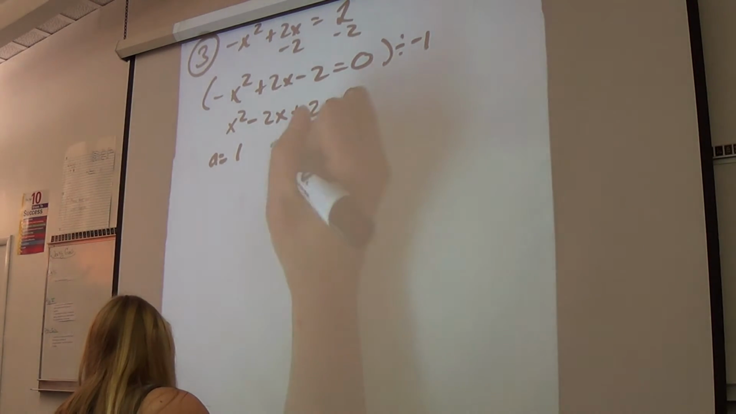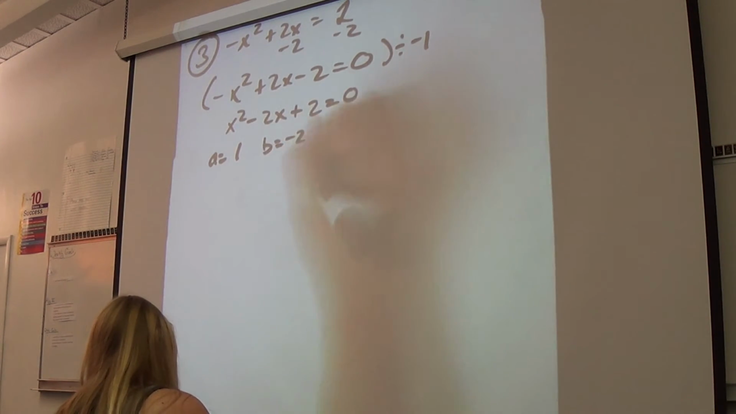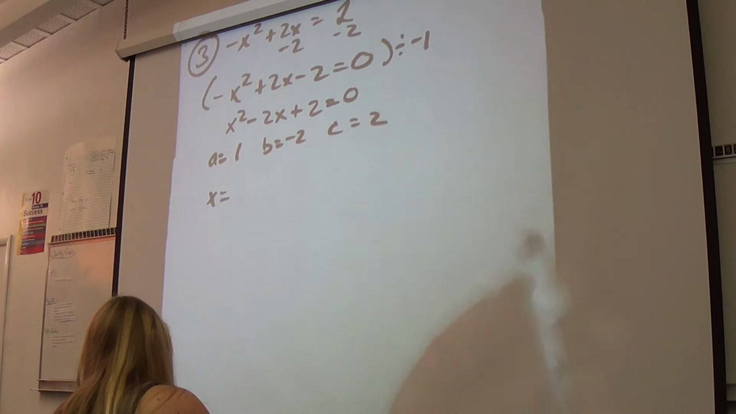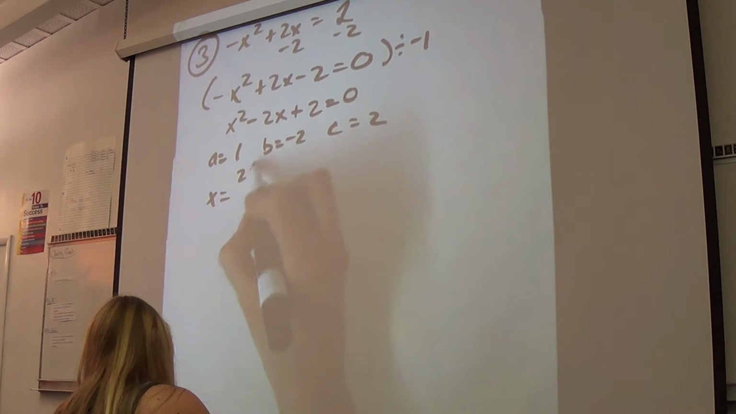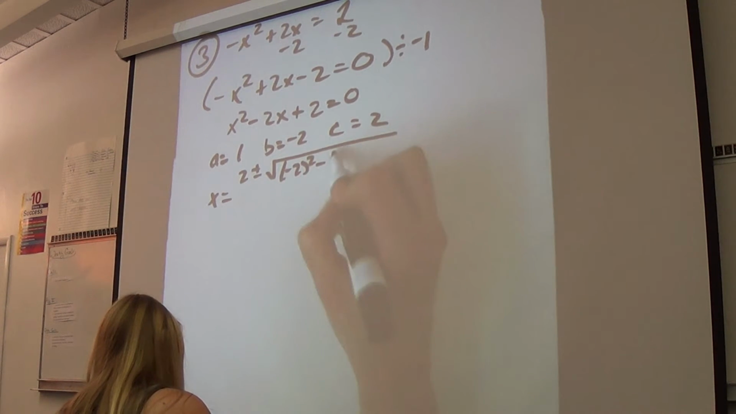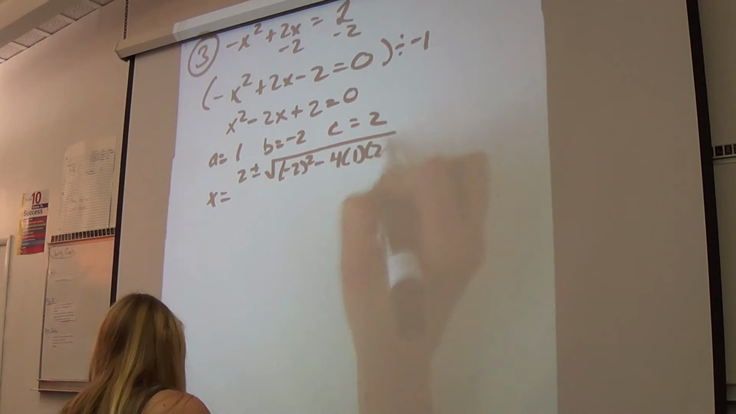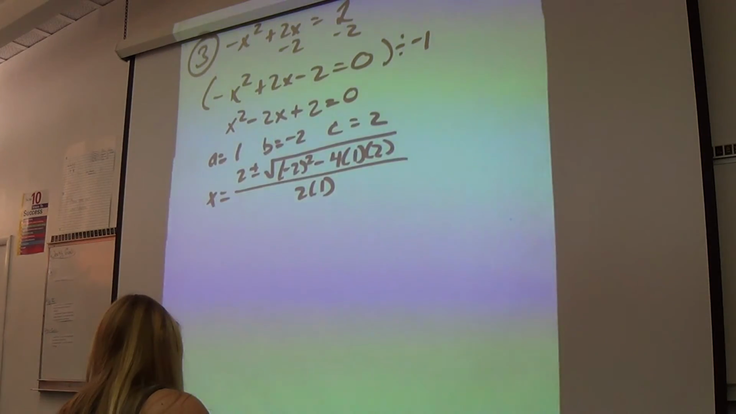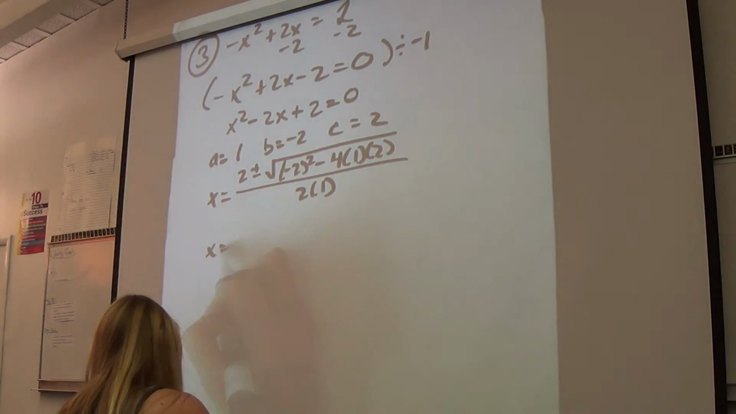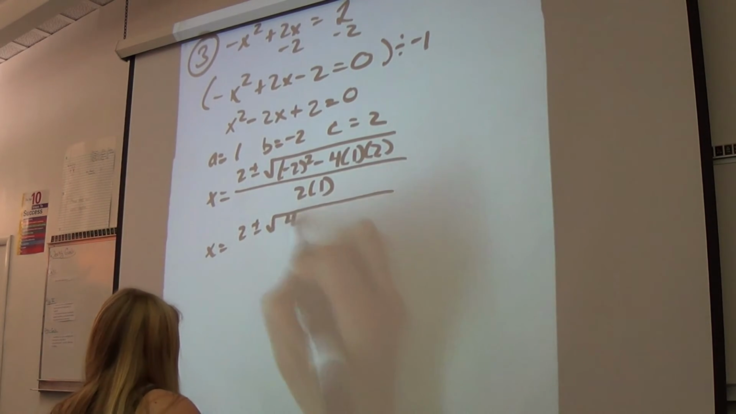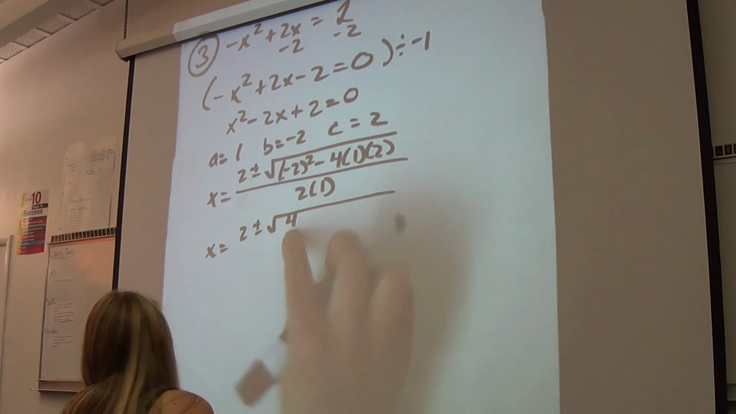Plugging in, A is what? B? -2. C? 2. So plug those in, I get x equals negative of a -2 is 2, plus or minus square root of -2 squared minus 4 times 1 times 2, all over 2 times 1, again replacing all the ABCs in the formula. -2 squared gives me a positive 4. Notice this front answer is always positive.